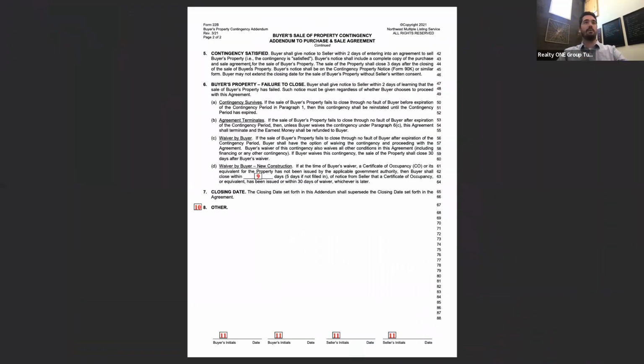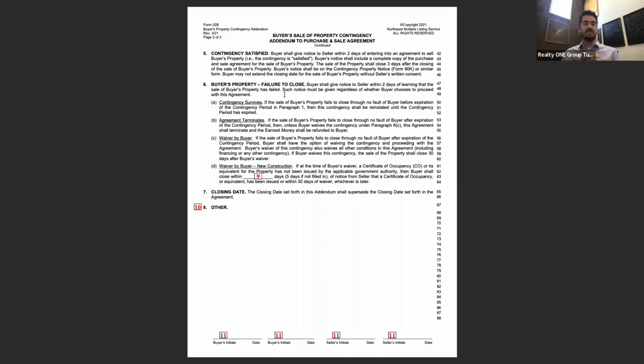Okay, we're almost done here. Paragraph 6. This is what happens if you fail to go pending on the buyer's property. So buyer shall give notice to the seller within 2 days of learning that the buyer's sale of the property has failed. So, sorry, I misspoke again. This is actually saying the original buyer now sells their home to another buyer, and now that buyer terminates for one reason or another.